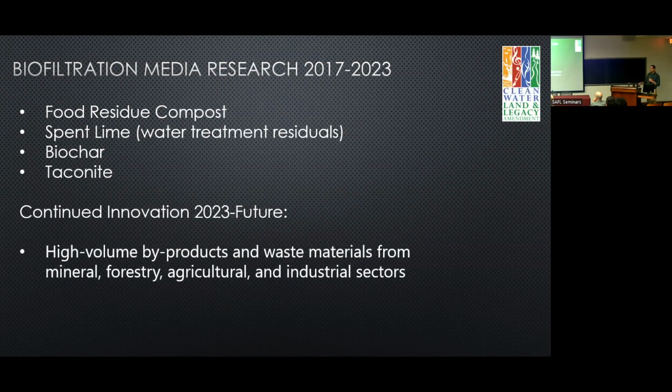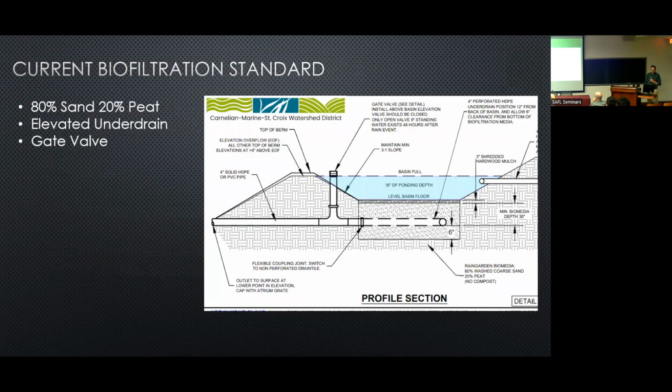But where this is going, I think this was best put in a proposal by MnDOT to the local road research board, is we really need continued research on these high volume byproducts and waste materials from all of these different industries, because at the end of the day, our material has to be local and sustainable. So it's good that we have some options that we can work with now, but I'm looking forward to that improving. But in the meantime, our basic standard right now is 80-20 sand peat mix with elevated underdrains and gate valves on our smaller scale practices.